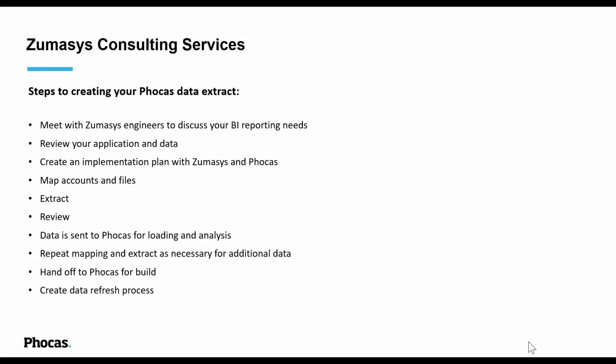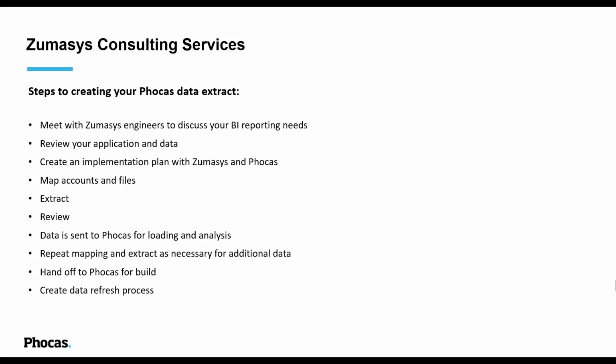So this is a process that we can kind of repeat. So it's a loop that we would go through doing this remapping or extracting as we go through the process and make sure that we have all the data that you're looking for and that your reports and your data in Phocas is exactly what you're looking for.